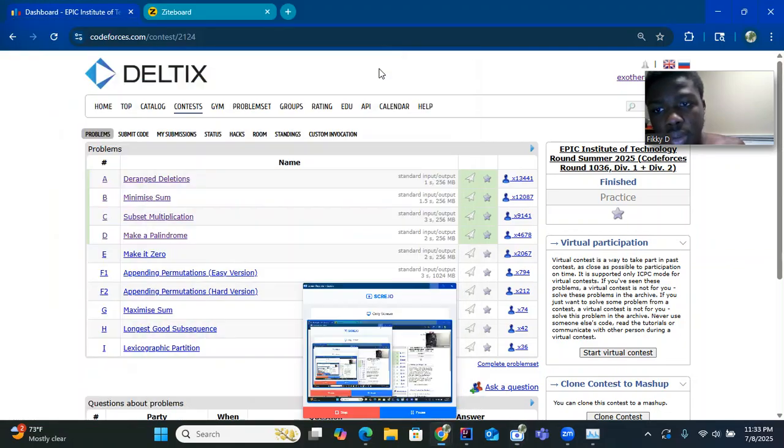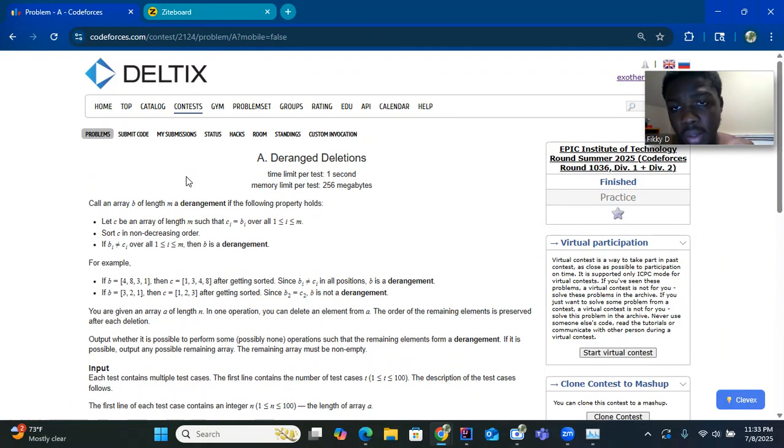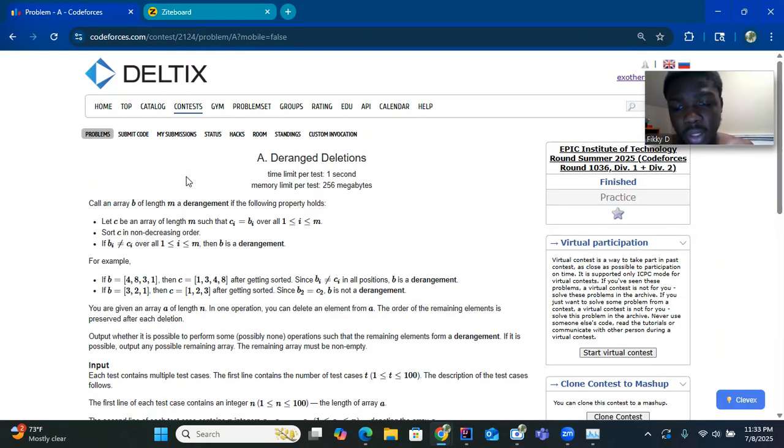All right, so we're going to talk about solutions A through D of the recent Codeforces round 1036. All right, so problem A, in short, says you have an array of length n elements.